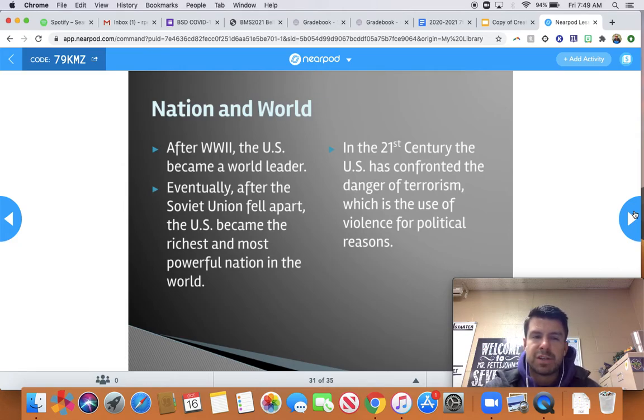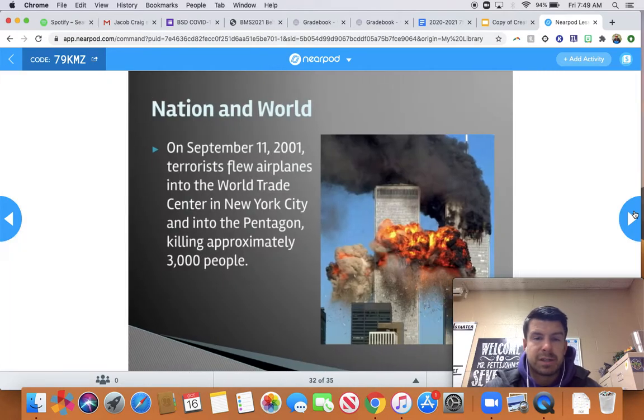After World War II, the U.S. becomes a world power. Okay, we have the nuclear bomb. We then get into a space race with the Soviet Union, which is incredibly interesting.